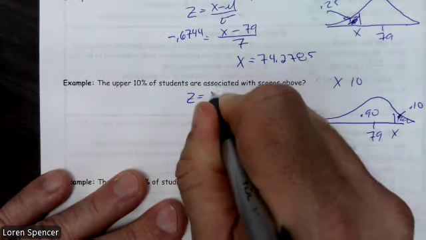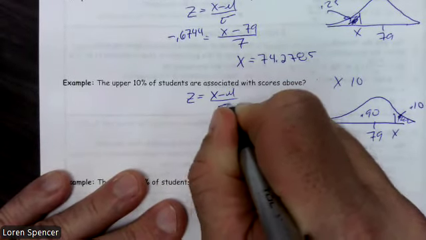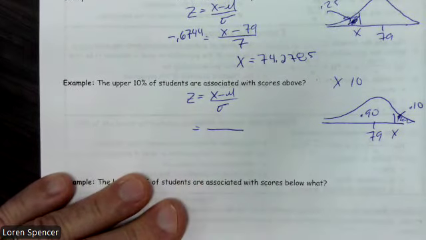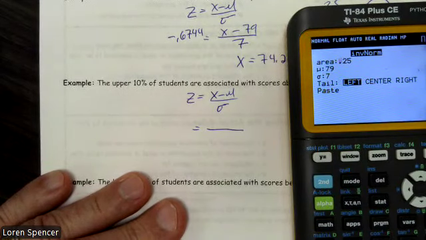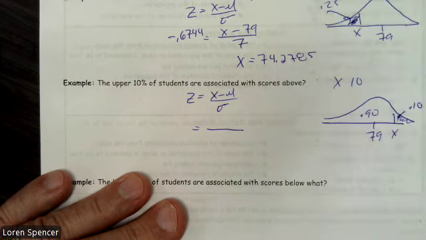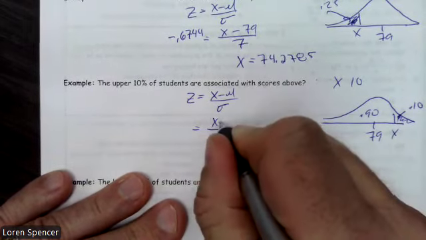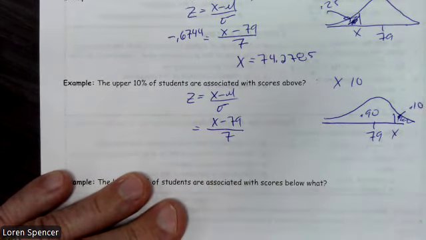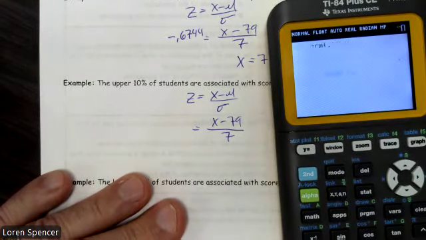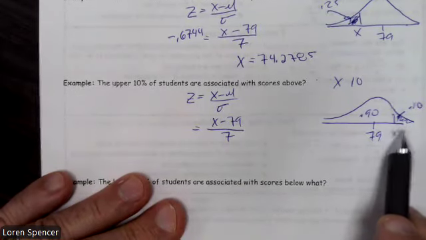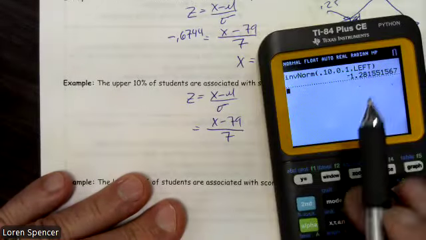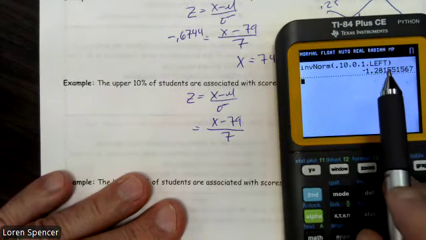So Z equals X minus mu over sigma. And I'm going to intentionally make a mistake on this. I'm going to go second vars, inverse norm. I'm going to put 0.10. Mean is 0, standard deviation of 1. And this is going to be X minus 79 over 7. And this is how important having the picture is. So I have a negative z-score, and it's like, wait a second, that can't be right. I'm above the mean. Instead of being a negative 1.28, it should have been a positive 1.28.